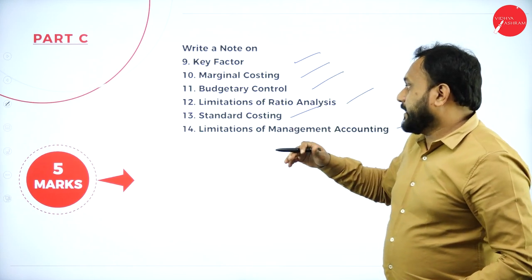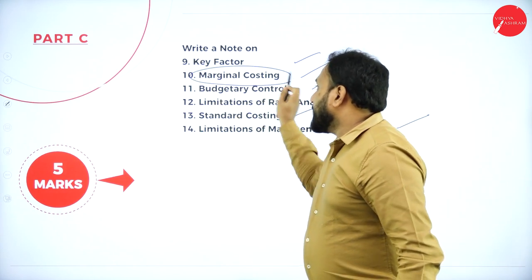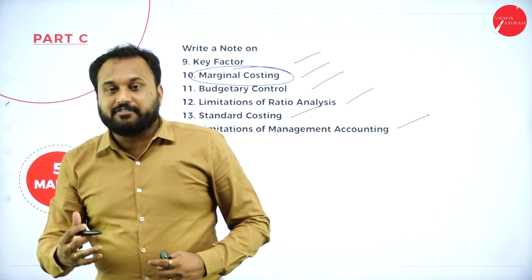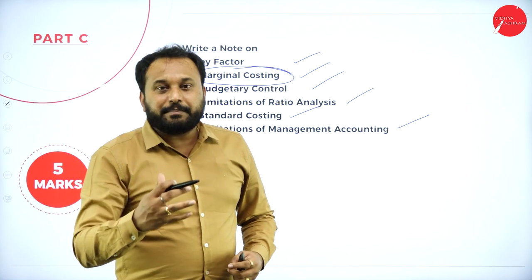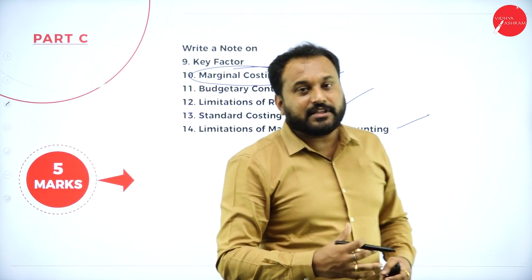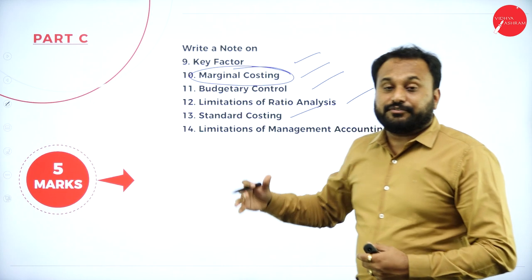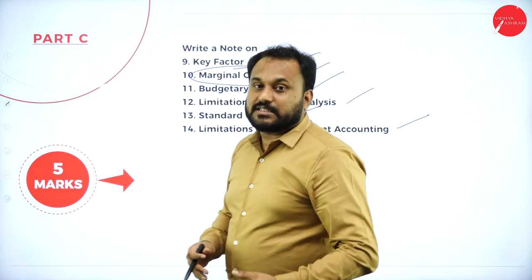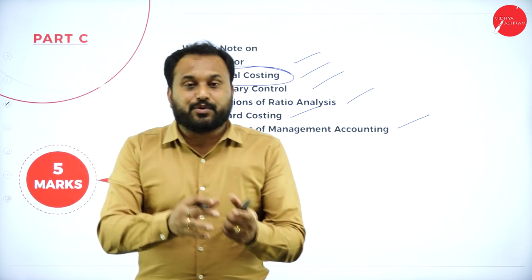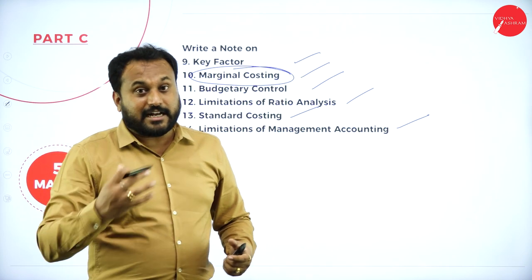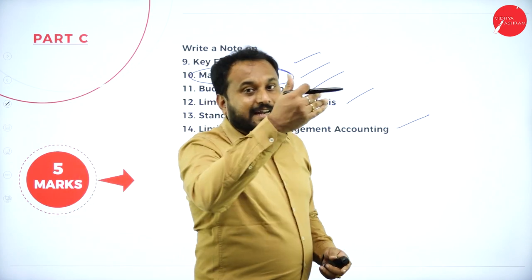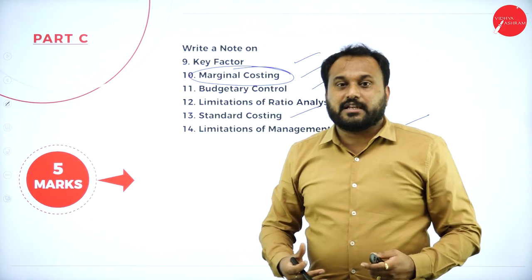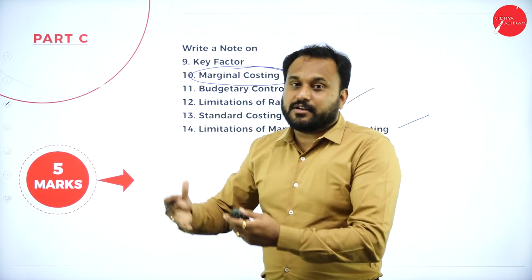So for example, we have something called marginal costing. What is marginal costing? Write the meaning and definition of marginal costing: 2 marks for your meaning and 2 marks for your definition. After that, you can write even the formulas of marginal costing, or where exactly marginal costing is important and required, what happens if marginal costing is calculated, and the uses of marginal costing. That is how you will get 5 on 5 here.